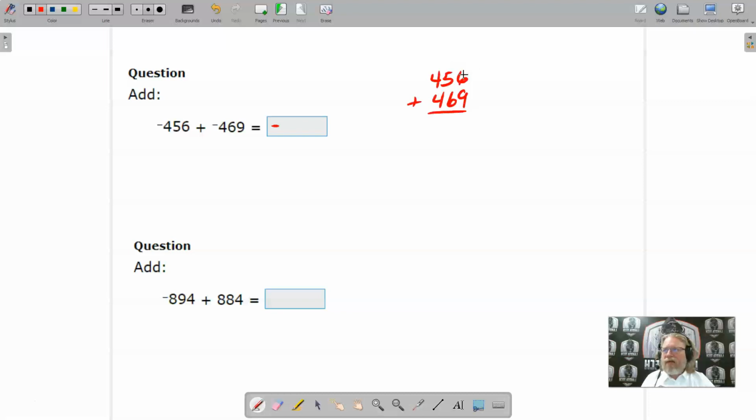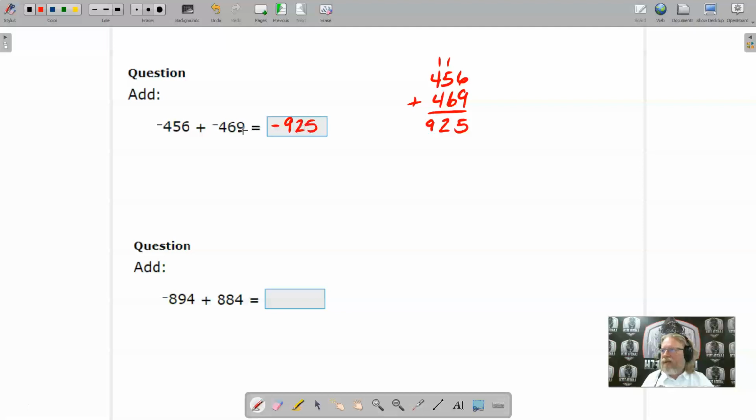So we're adding those. 6 plus 9 is 15. We're going to carry the 1. 5 plus 1 is 6. 6 and 6 is 12. We're going to carry the 1. 4 and 4 is 8 plus 1 is 9. Negative 925 is the answer.